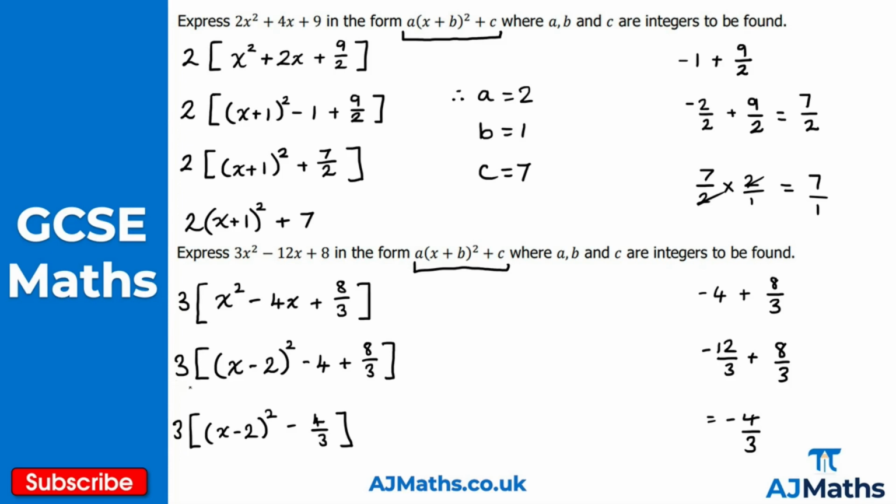So the way we do that is just to multiply through by this coefficient that we factored out earlier. So therefore, we're going to get 3 lots of x minus 2 all squared, and then we do 3 times minus 4 over 3. And again, the 3's will just cancel and I'll get left with minus 4 there. So in that case, noting the values of A, B, and C here, A is 3, B is minus 2, and C is minus 4. And there we have it. So that's our solution to the second example.